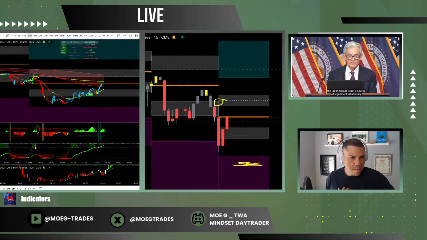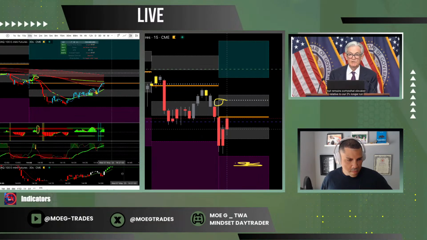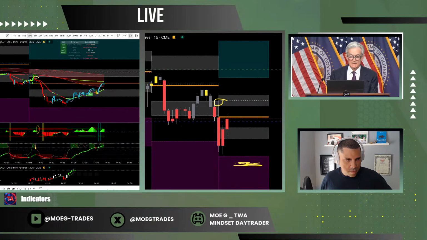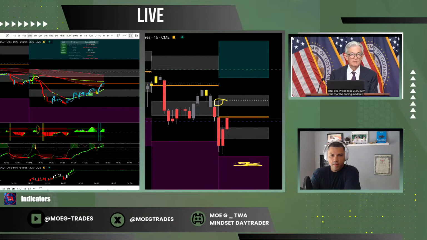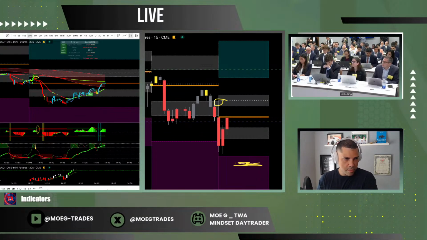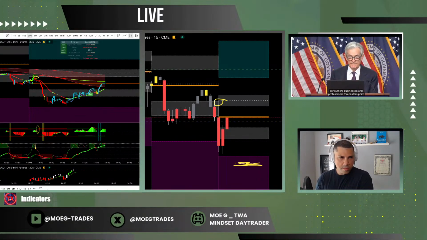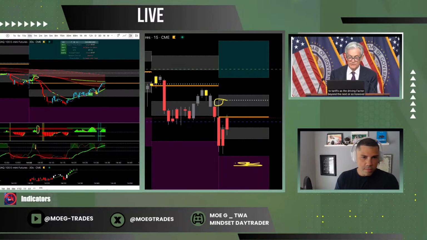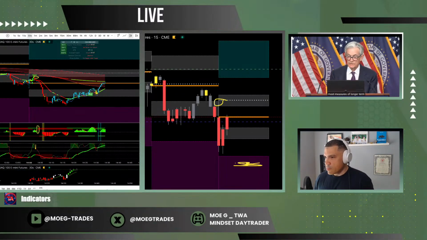The labor market is not a source of significant inflationary pressures. Inflation has eased significantly from its highs in mid-2022, but remains somewhat elevated relative to our 2% longer-run goal. Total PCE prices rose 2.3% over the 12 months ending in March. Excluding the volatile food and energy categories, core PCE prices rose 2.6%. Near-term measures of inflation expectations have moved up, as reflected in both market and survey-based measures. Survey respondents, including consumers, businesses, and professional forecasters, point to tariffs as the driving factor. Beyond the next year or so, however, most measures of longer-term expectations remain consistent with our 2% inflation goal.